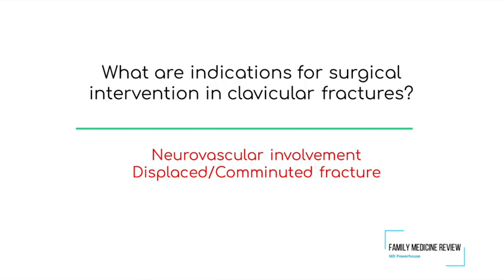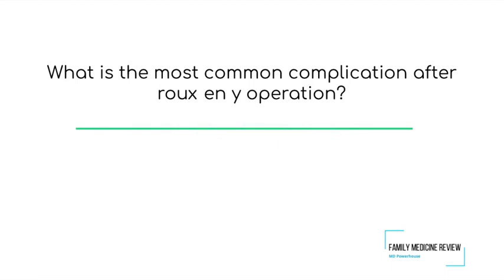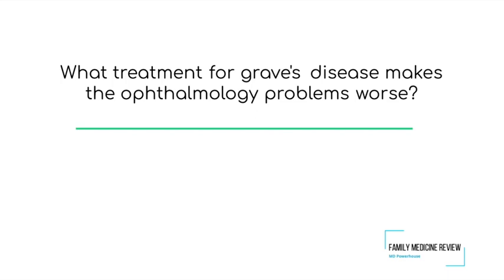Okay, now let's move on to GI and endo reviews. So, what is the most common complication after a Roux-en-Y operation? Iron or B12 deficiency anemia. What treatment for Graves' disease makes the ophthalmology problems worse? Radioactive iodine.